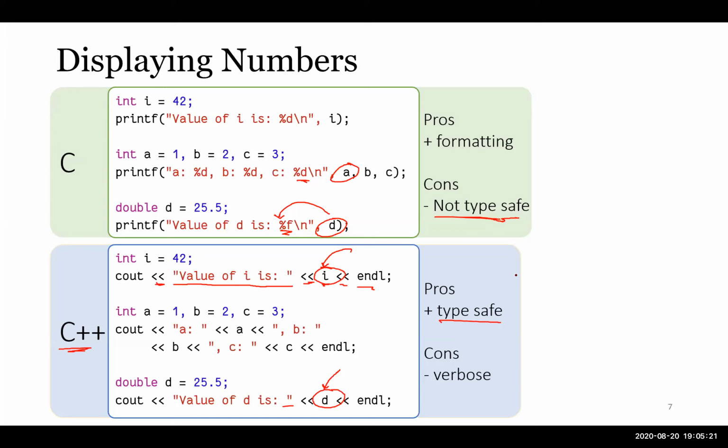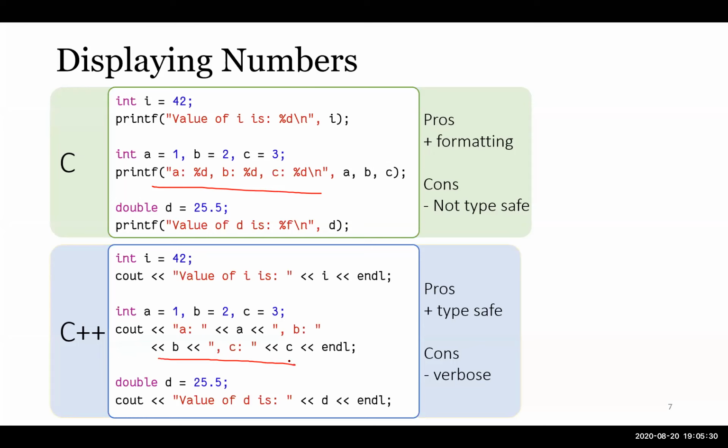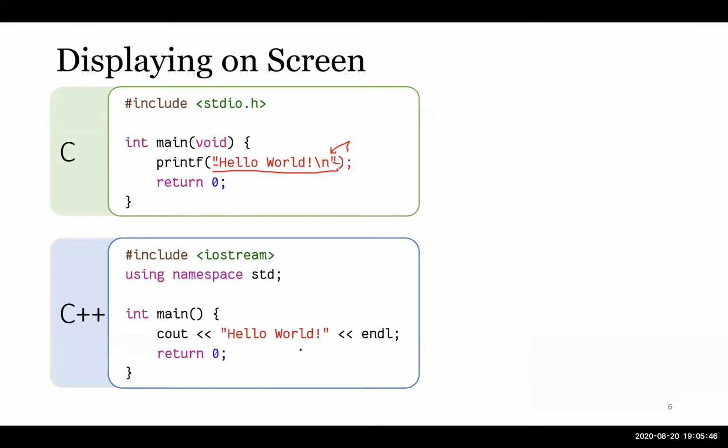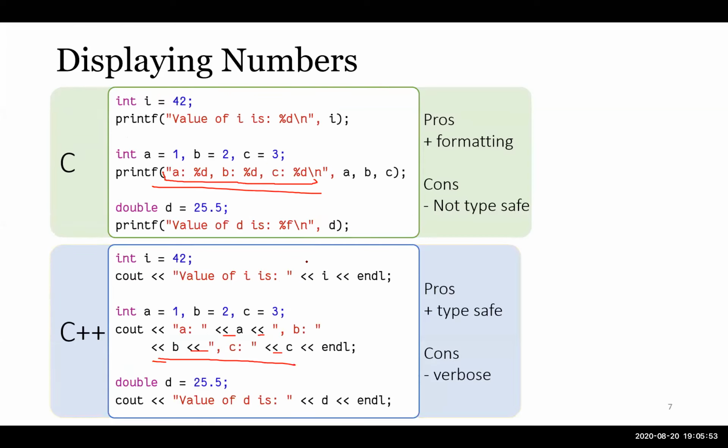But the con is, again, this whole thing looks very verbose, right? In fact, if you compare the C code, this one with this one, they print exactly the same thing. But this one looks very succinct and nice. This one is very verbose, so many arrows, very hard to read. So pros and cons, up to you which one you want to use. Of course, like I said, you can mix and match. You include this, you include this, so you can use cout, you can use printf.